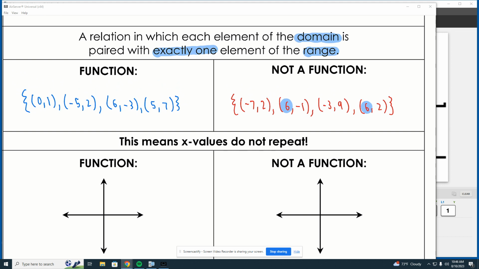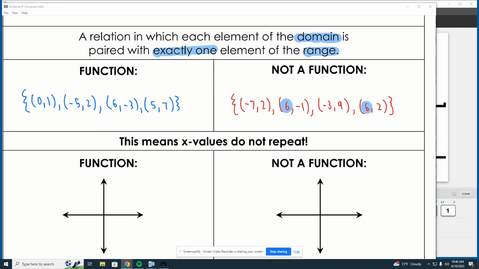And if you look at these ordered pairs, that 6 cannot give me -1 one time, and then that same 6 give me a +2 another time. That's what causes this to not be a function. X cannot be repeated. If X is repeated, it's not a function. You got me? X cannot give me multiple Y's. X cannot be repeated. Now, not only can you see that with a group of ordered pairs, you can see that in a graph.